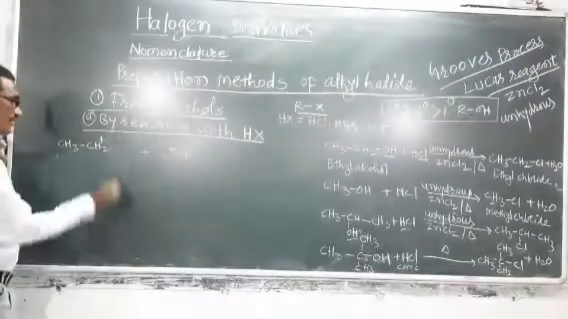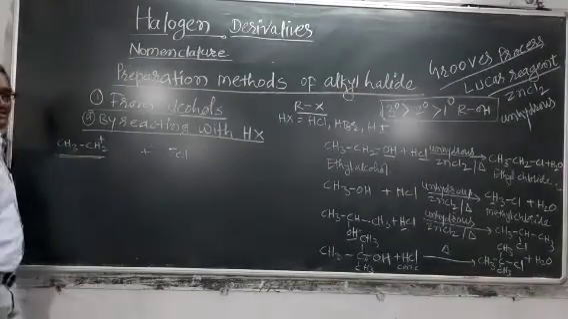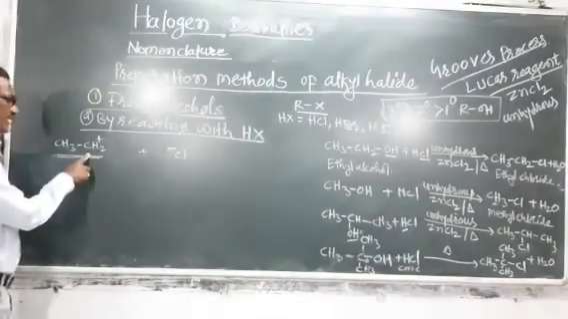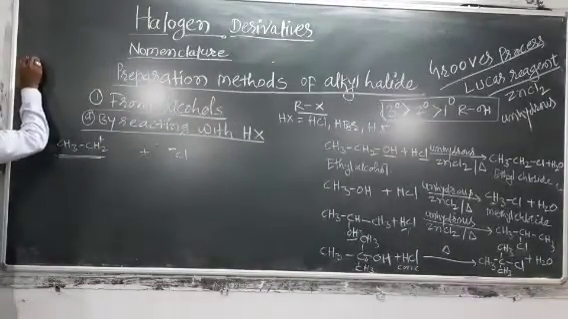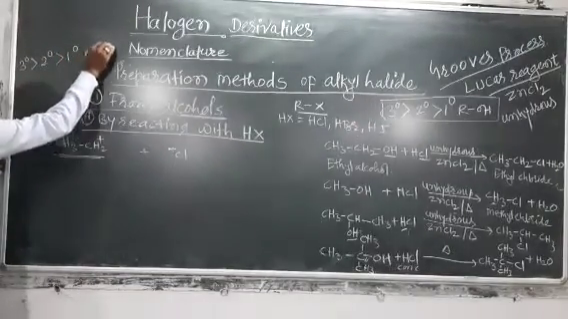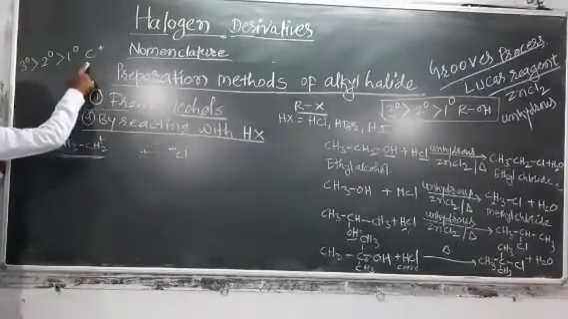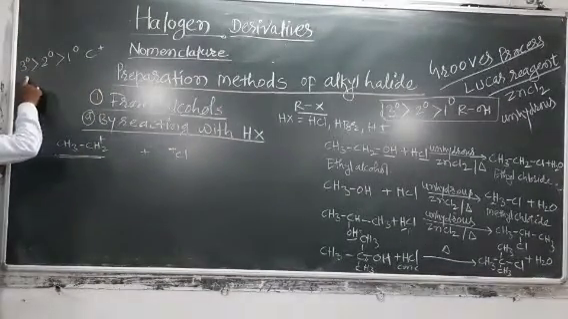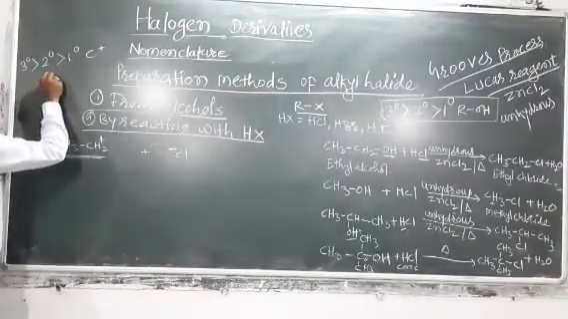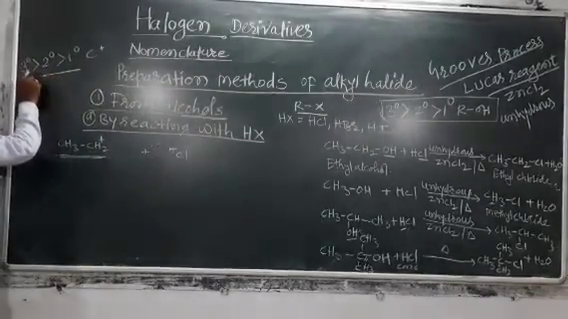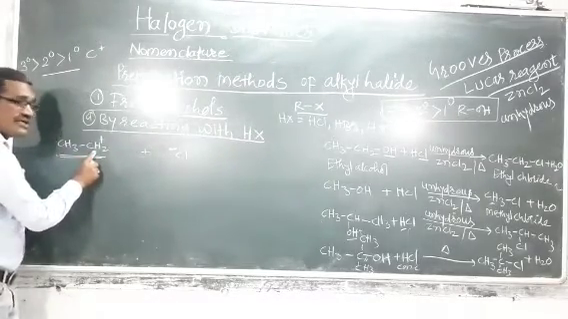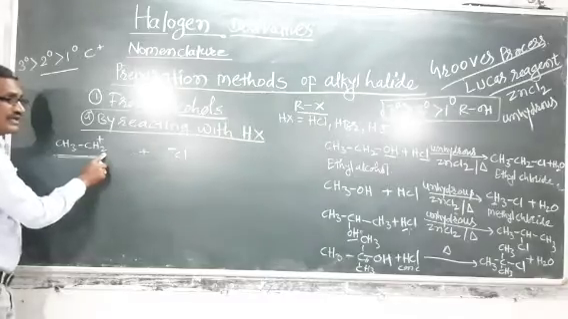But if we have studied the stability of carbocations, this is an example of a carbocation. If we study the stability of carbocations, we know that a tertiary carbocation is more stable than a secondary carbocation, which is more stable than a primary carbocation. Means primary and secondary carbocations are comparatively less stable than a tertiary carbocation. Here in this reaction we got a carbocation.